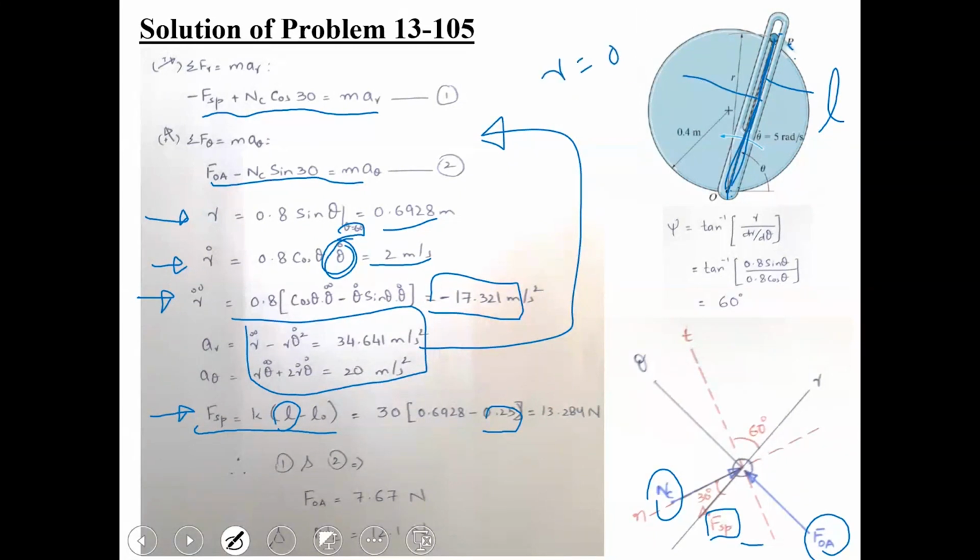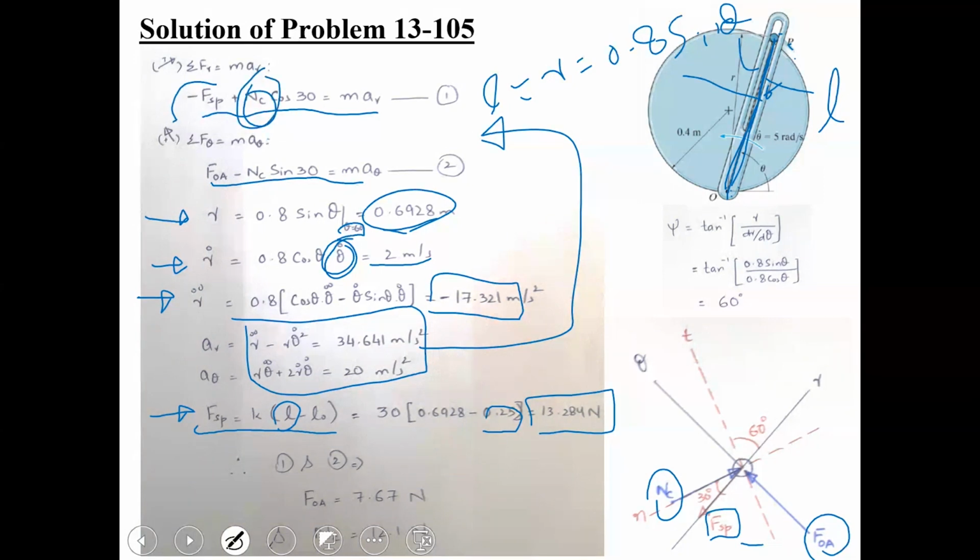So R is given to us at the instant as 0.8 sine of theta, and theta is 60 degrees. So putting 60 degrees, this R would be equal to L, which is 0.8 sine of 60. Is this clear? Yes, clear. So you put the value of R in place of L, which is 0.6928. That will give you the spring force to be equal to 13.284 Newton. Now, once this spring force is known to us, the system reduces to two equations and two unknowns. One unknown is NC, the other unknown is FOA. Once you solve these two equations, the values of these two unknowns come out to be 7.67 Newton and 12.1 Newton. Is this clear to all of you?